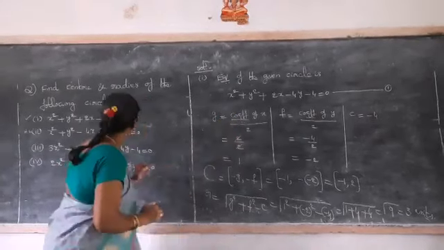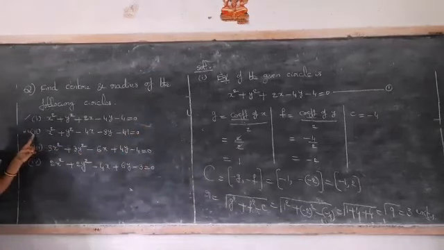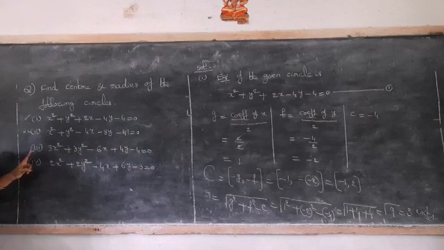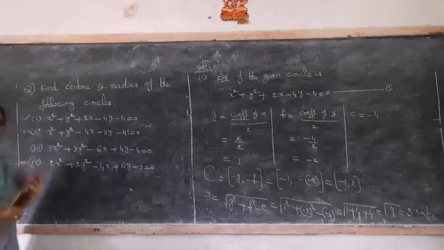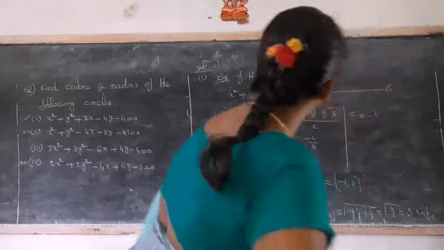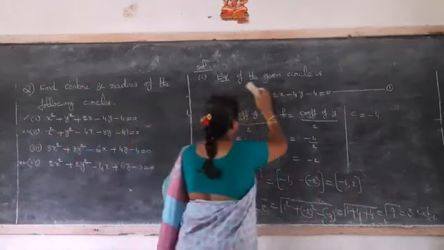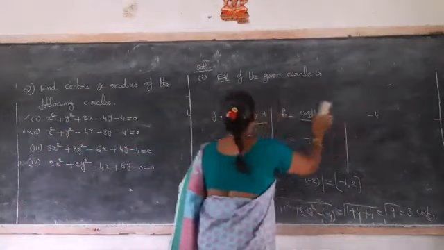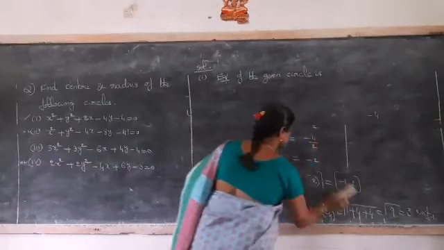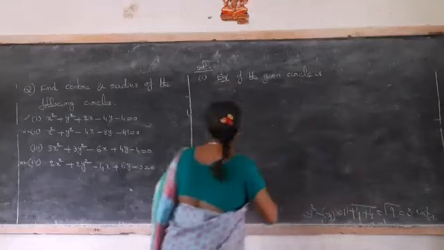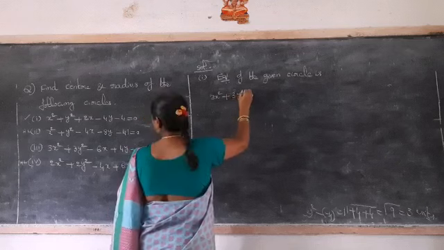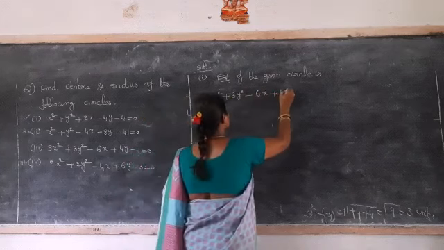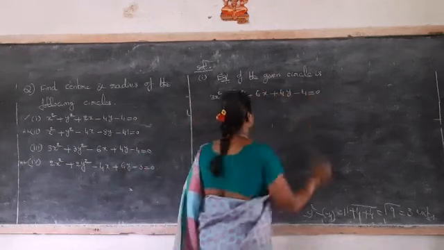Okay, next the second question is your homework problem. Now you have to do third question. ఇప్పుడు మనం third question చేద్దాం. Fourth one is your homework problem. Okay, so now I consider third question. So equation of the given circle is 3x square plus 3y square minus 6x plus 4y minus 4 is equal to 0.